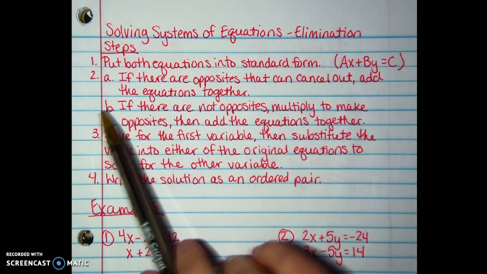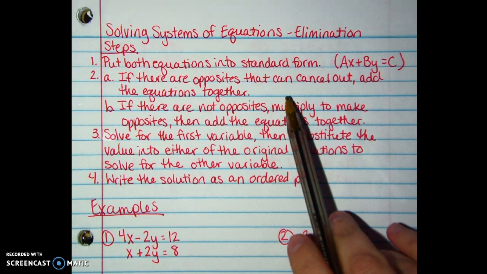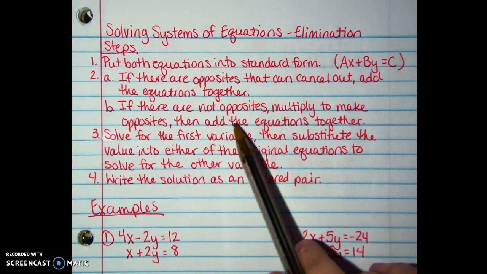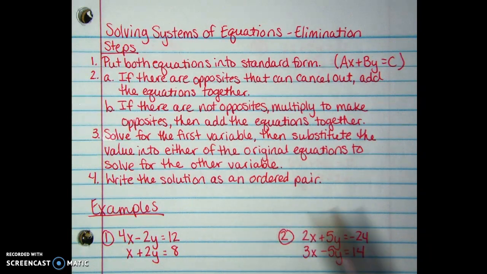And then step 2, there are 2 parts. If there are opposites that can cancel out, add the equations together. If there are not opposites, multiply to make opposites, then add the equations together. And that will make more sense to you once you actually see some examples. Step 3, solve for the first variable, then substitute that value into either of the original equations to solve for the other variable. And step 4, you already know to write the solution as an ordered pair.